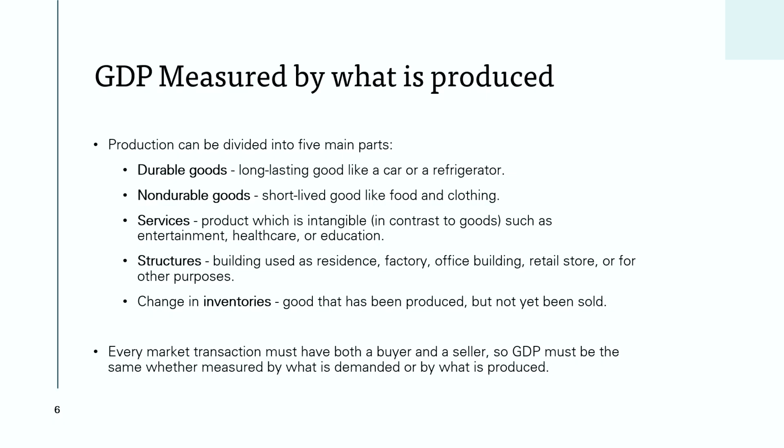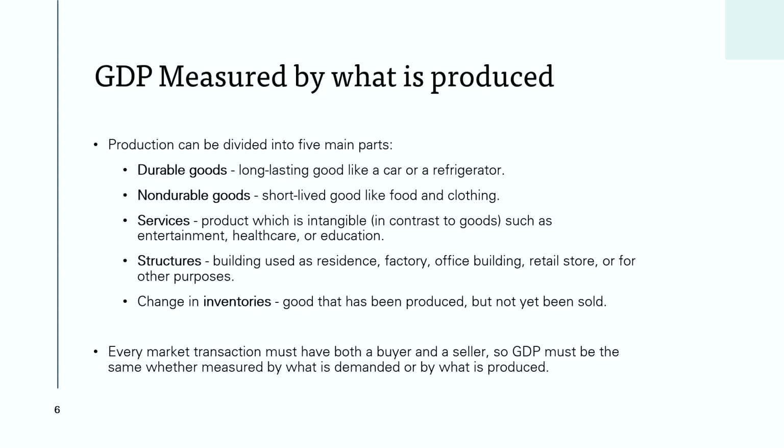We can also measure GDP by looking at what is produced in the economy. Production is divided into five categories: durable goods, non-durable goods, services, structures, and changes in inventories. Even though this approach looks different from the demand side method, it results in the same GDP value.